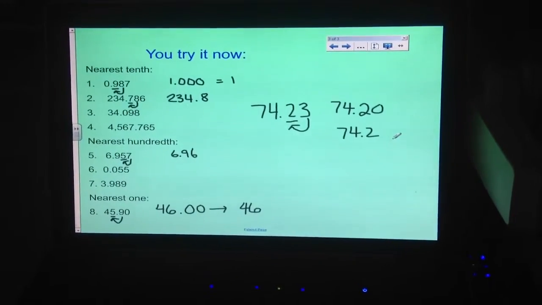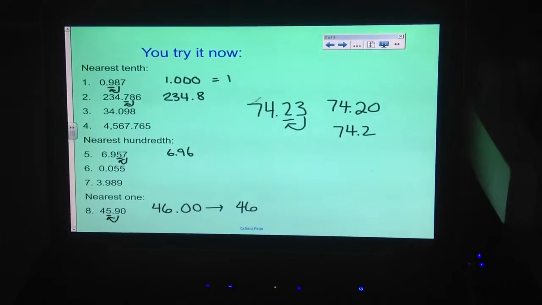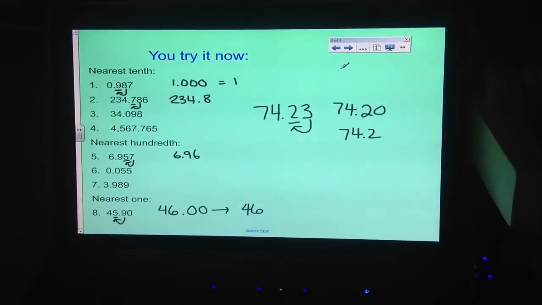So my answer would be 74 2/10 when I round this to the nearest tenth. And that was today's lesson.